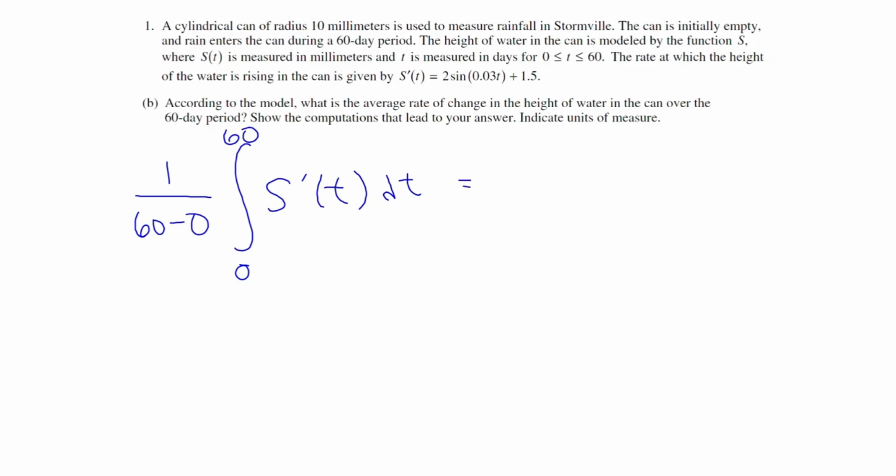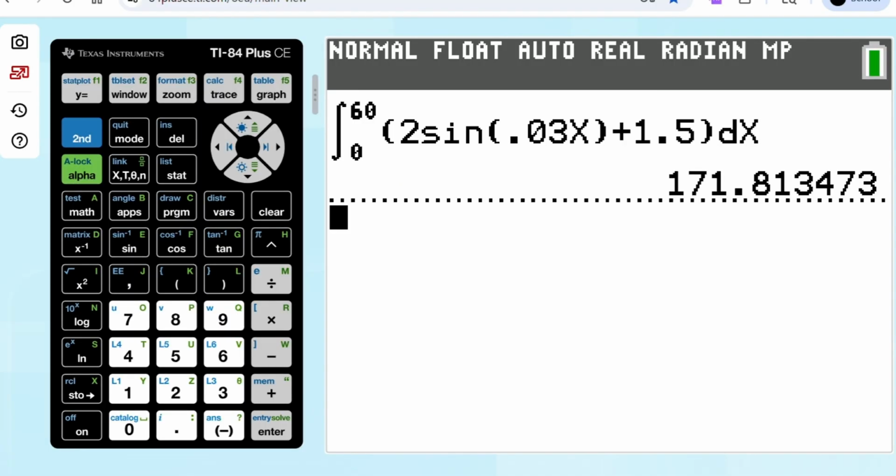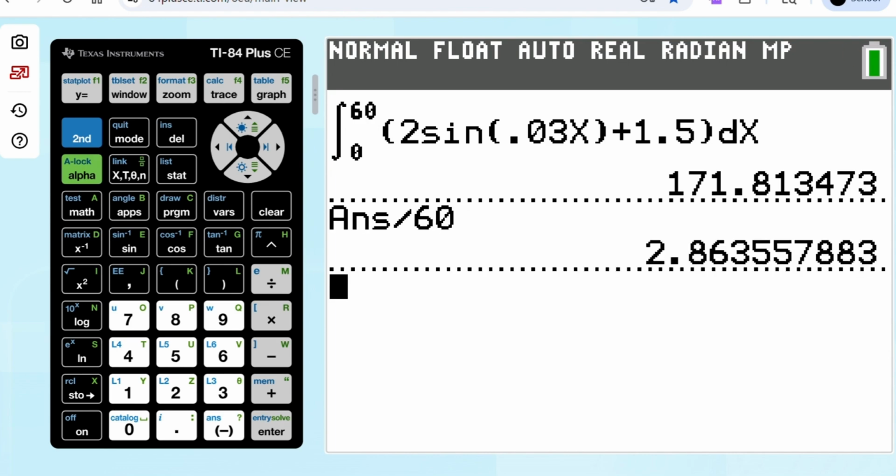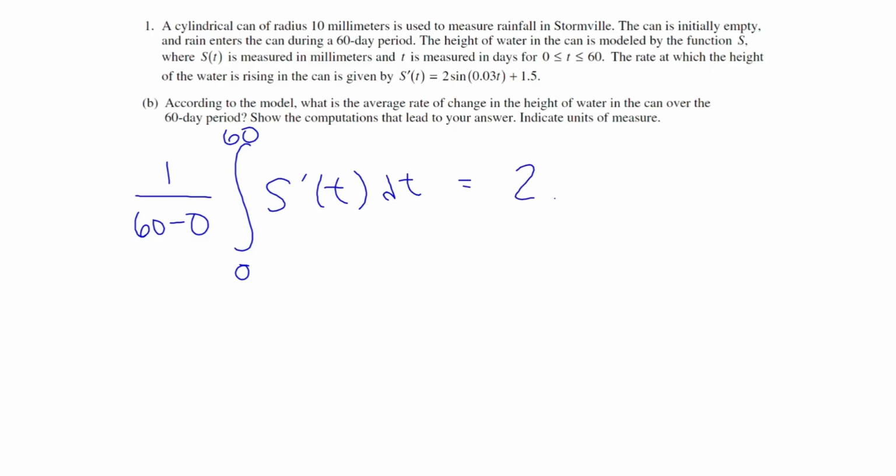So from part A, we had an answer of, we'll just go back to our calculator here, 171.813473. We just need to divide that by 60, and we end up getting 2.864 millimeters per day. And they just gave you 1 point there for part B.